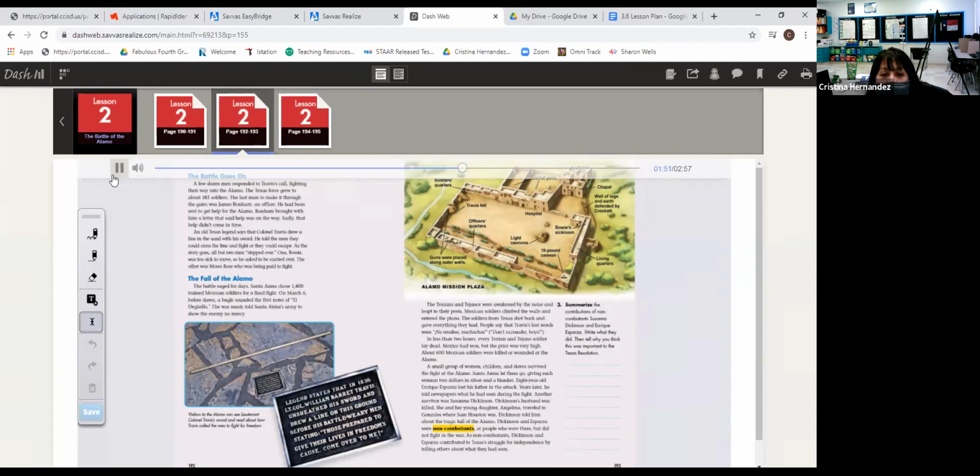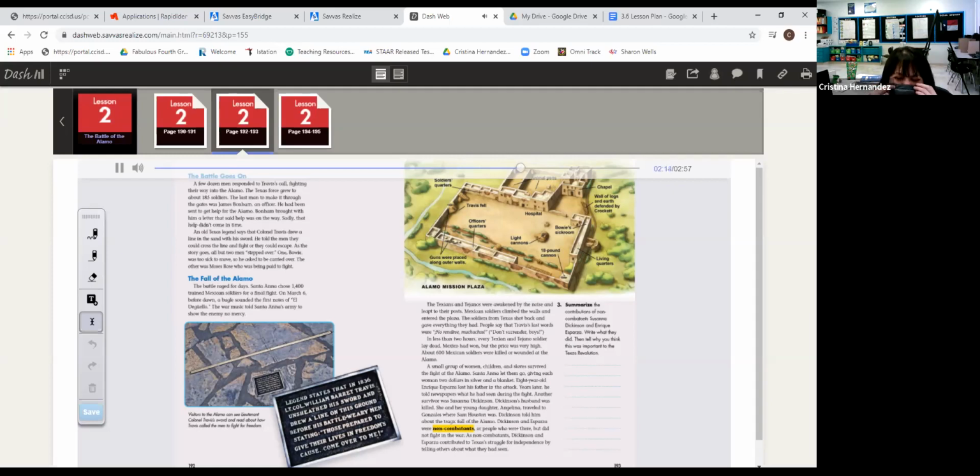That's crazy. A small group of women, children, and slaves survived the fight at the Alamo. Santa Anna let them go, giving each woman $2 in silver and a blanket. 8-year-old Enrique Esparza lost his father in the attack. Years later, he told newspapers what he had seen during the fight.